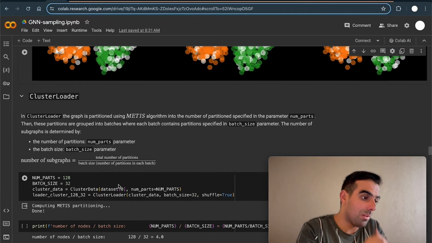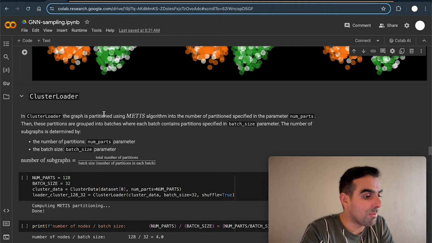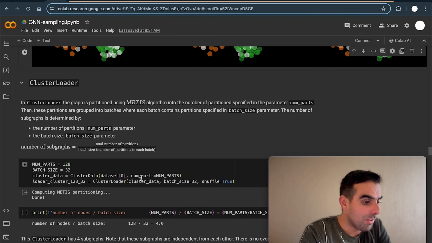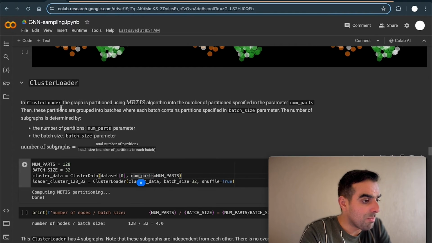The next sampler is the cluster loader. In the cluster loader, the graph is partitioned using the Metis algorithm into the number of partitions specified by the number of parts. Here is the number of parts. Then these partitions are grouped into batches, where each batch contains the number of partitions specified by the batch size.